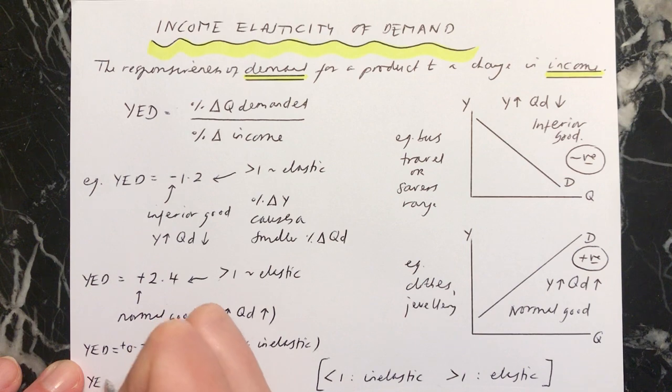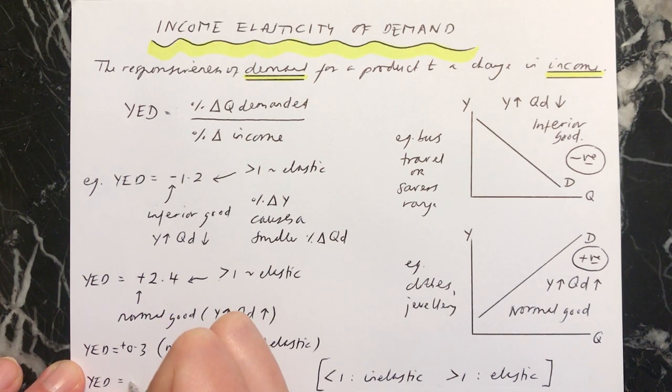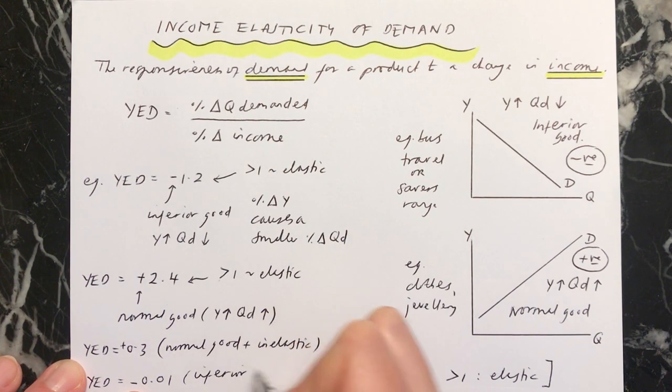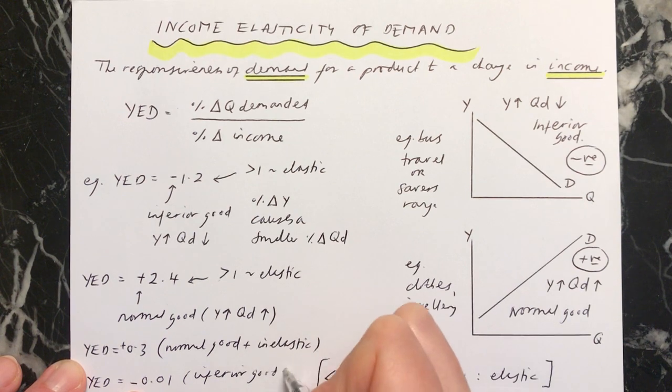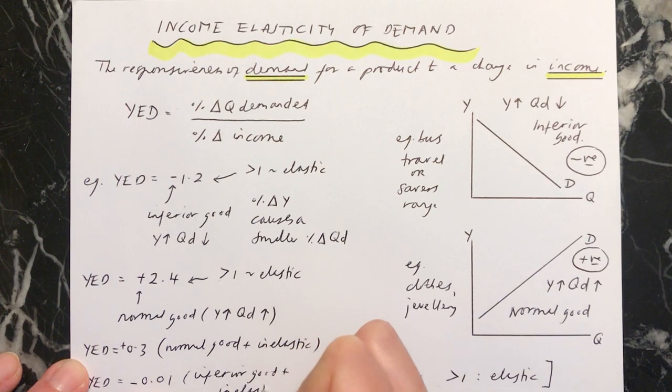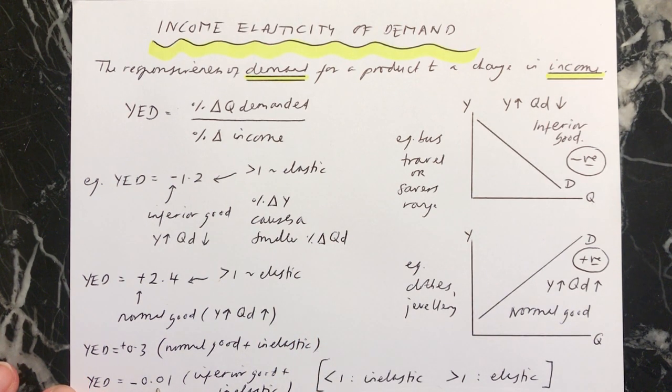Last one, if your YED is negative 0.01, it's negative, so we know it's an inferior good. And because, cover up the negative, this is less than 1, so we know that again this is inelastic. And interestingly, in this case it's nearly 0, and if it's 0 it would be perfectly inelastic, but it's not quite 0.